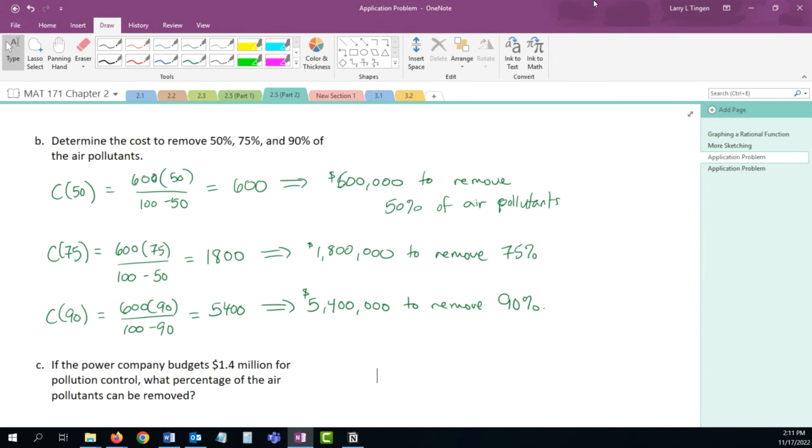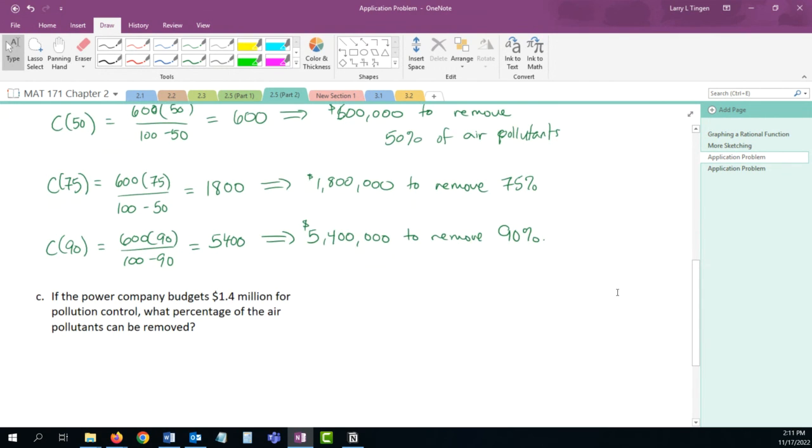Getting that last bit out, getting those last few percent out is costing. Look at how quickly that cost curve rises. Okay. Now, what if I go the other direction? If a power company budgets 1.4 million for pollution control, what percentage of air pollutants can be removed?